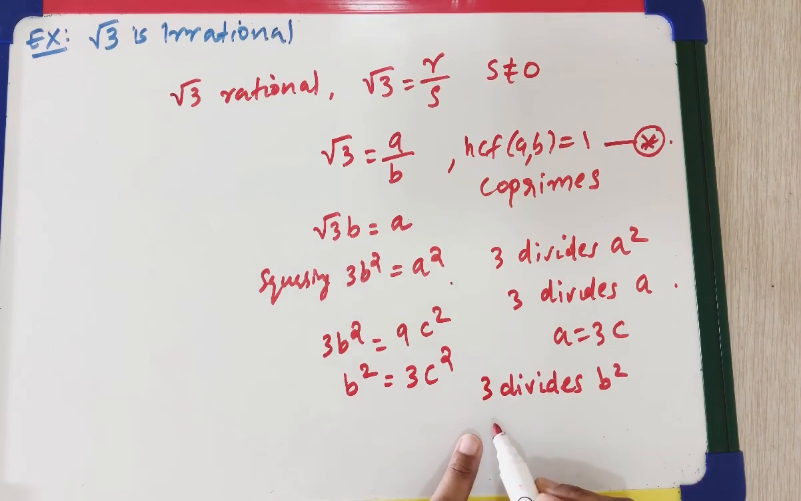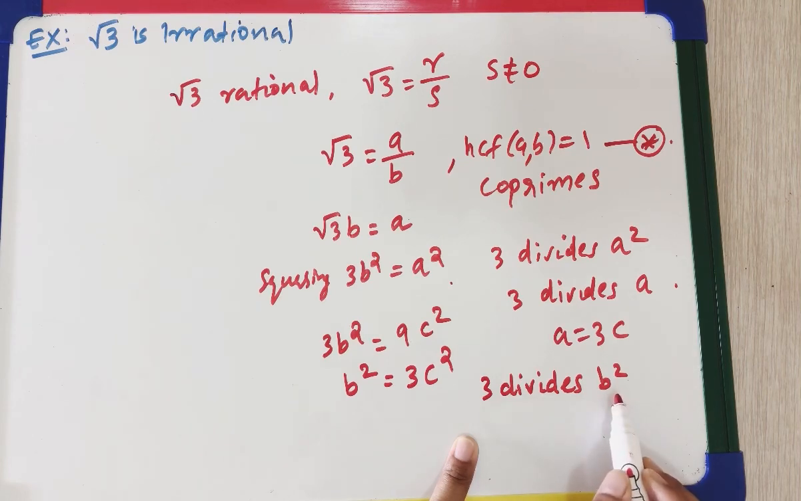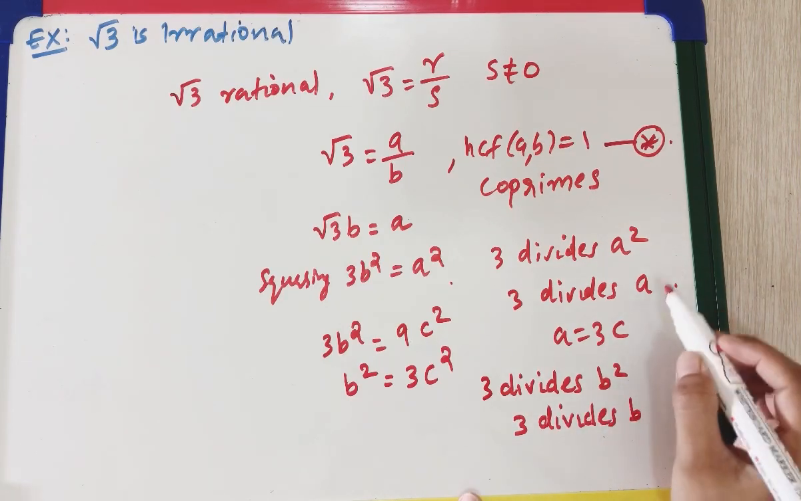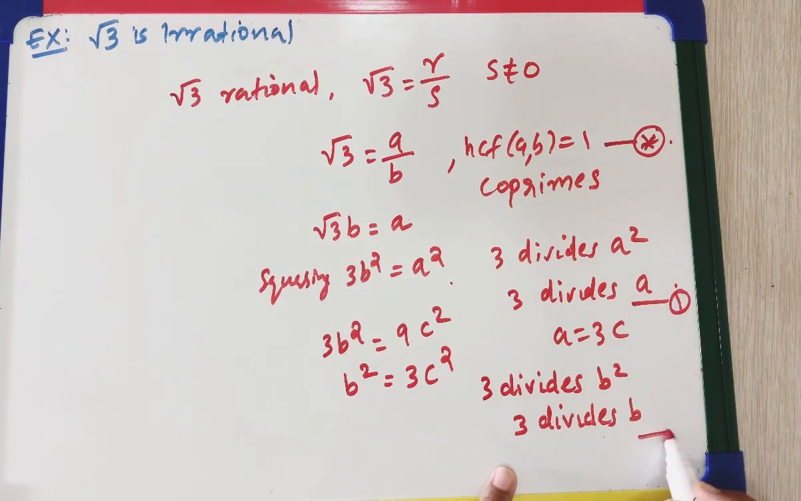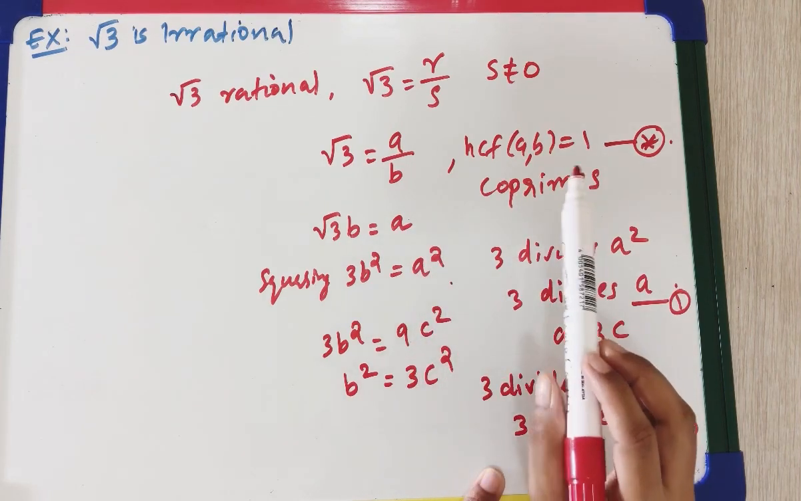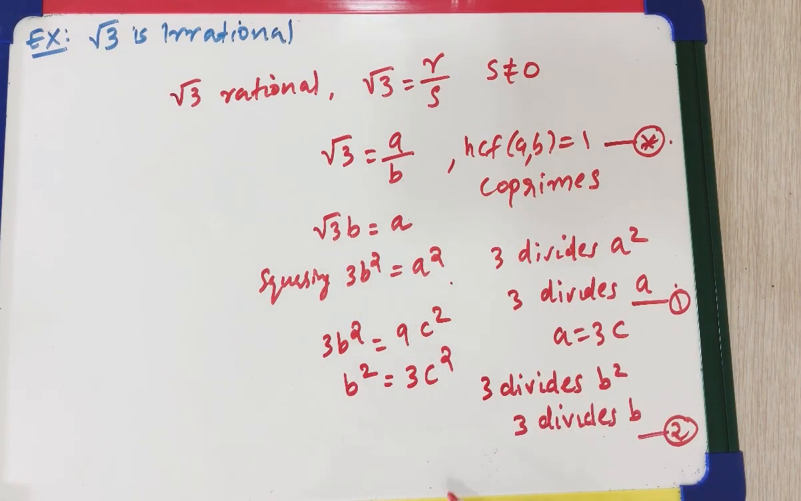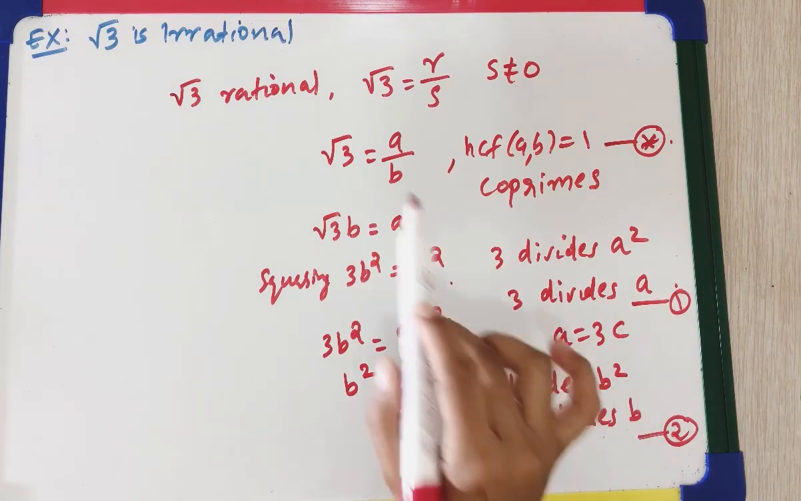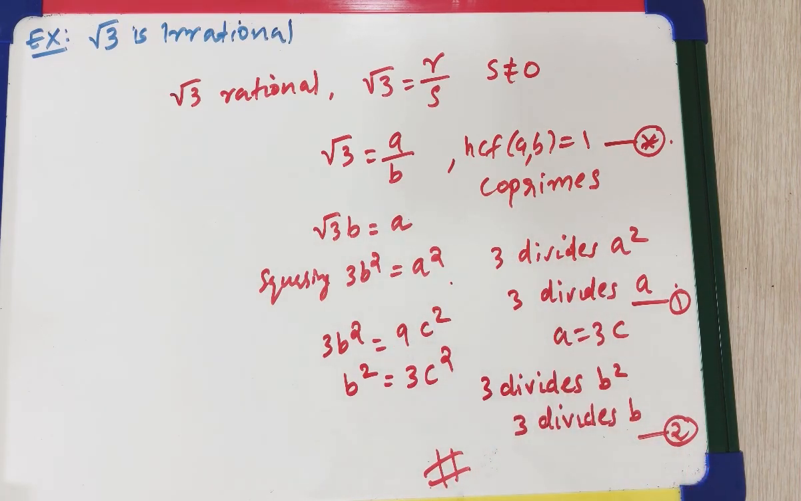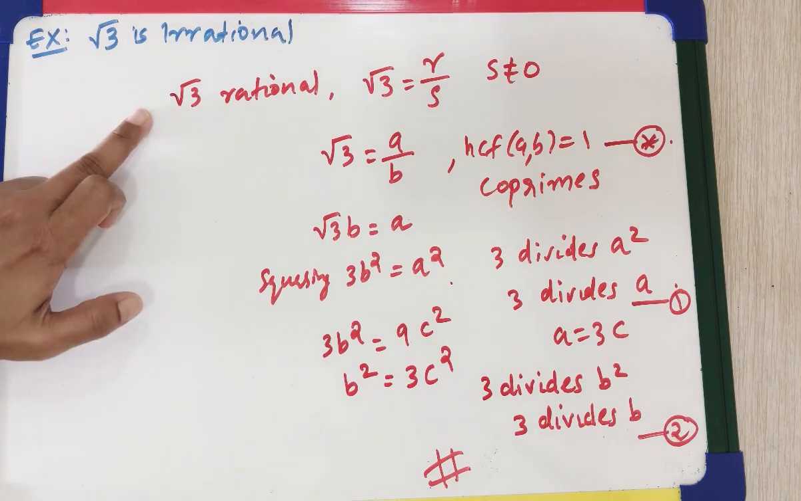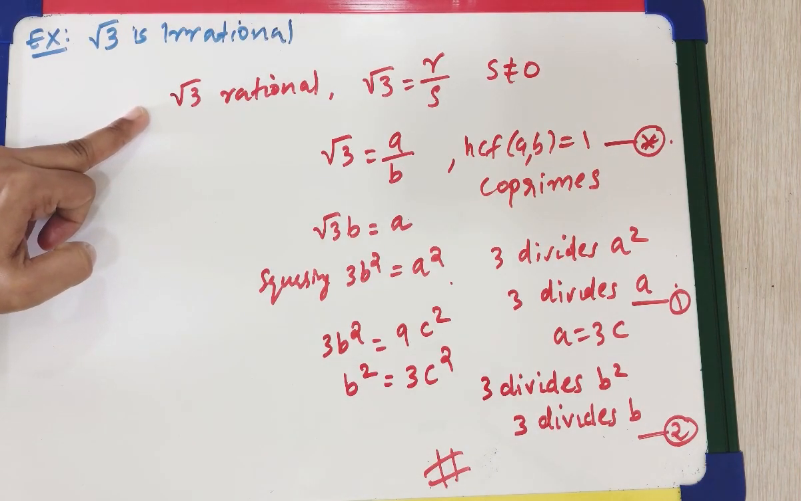Again, 3 is a prime and 3 divides b square. Therefore, by the previous theorem, we get that 3 divides b. Now see, here we get 3 divides a and 3 divides b. That is, 3 is a common factor of a and b. But we took a and b as having only 1 as a common factor. This is a contradiction to the fact that a and b are co-primes. This contradiction is due to our false assumption that root 3 is rational. Hence, root 3 is irrational.